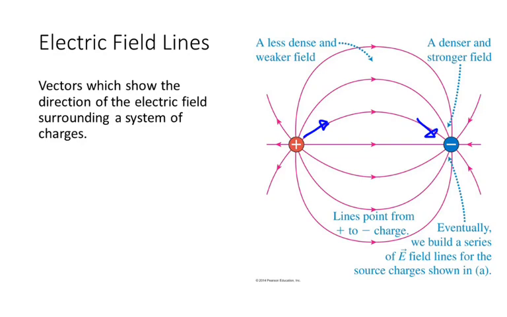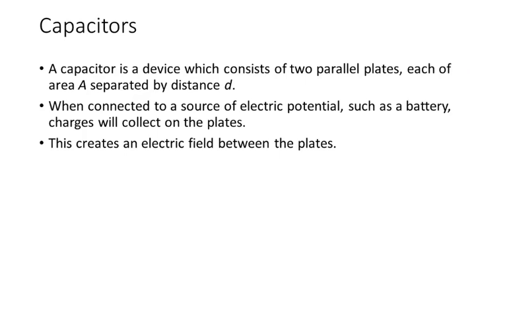So what those electric field lines are going to allow us to do is visualize how a positive charge would move if we were to let it loose in an electric field. And so around a system of charges, the electric field lines are really helpful for visualizing what exactly is going on. The last thing to discuss is the idea of a capacitor.